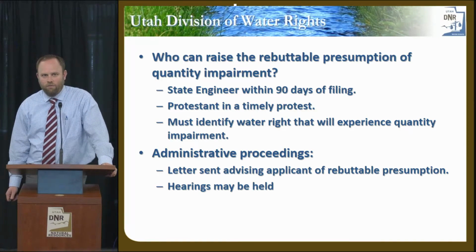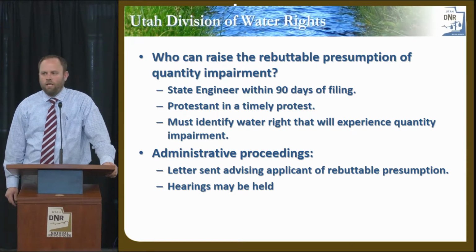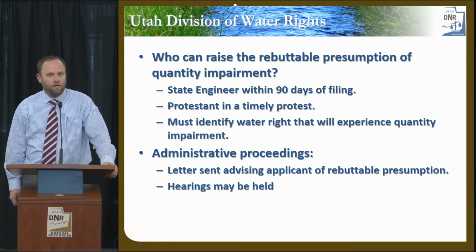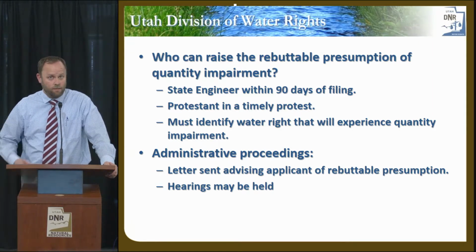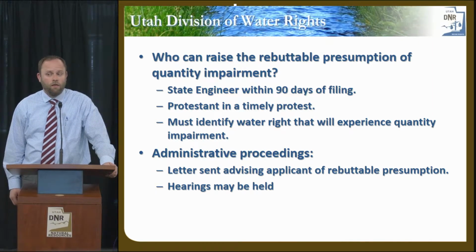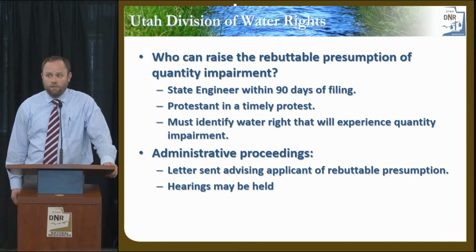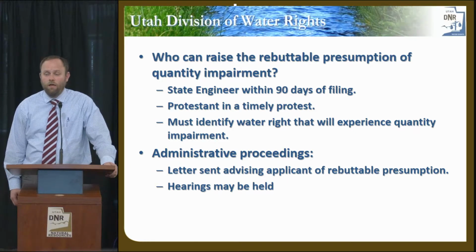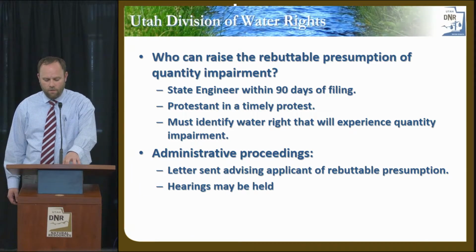So what might happen after that? Well, if it's raised by the state engineer, a letter is sent out. If it's raised by the protestant, a letter is also sent out saying that the state engineer interprets the protest to have implemented this rebuttable presumption of quantity impairment. Hearings might be held, and remember how that statute is worded. The applicant bears the burden of rebutting the presumption of quantity impairment, and so the applicant must respond. Non-response on an issue like this can be very damaging. Statute's pretty clear that an applicant bears the burden of responding to this, so please don't ignore the letters.